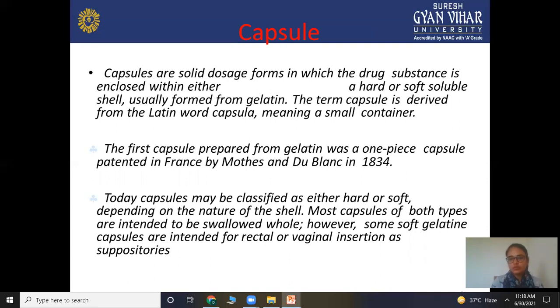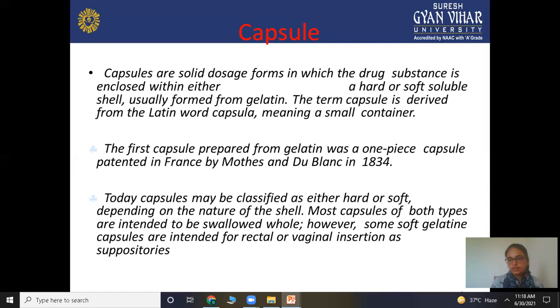Most capsules of both types are intended to be swallowed whole. However, some gelatin capsules are intended for rectal or vaginal insertion, like suppositories. Both hard and soft gelatin capsules are generally used orally as whole capsules, without breaking or removing the shell. The hard and soft types depend on the nature of the shell, and you take the whole capsule directly.